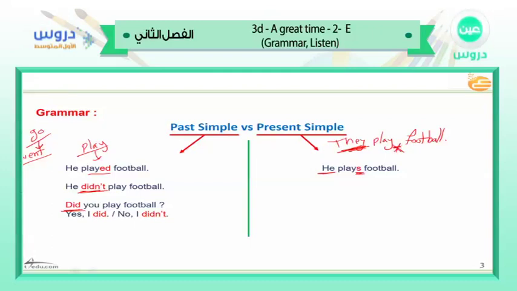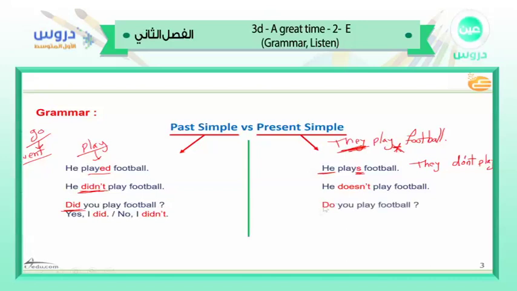Okay, very easy. What about the negative? He doesn't play football. This is negative. And with the plural they, we should say they don't. They don't play football. So this one is don't. Can you see it? Don't. They don't. But with he, she, it, we have to say he doesn't. They don't, we don't, you don't, I don't, he doesn't, she doesn't, it doesn't.